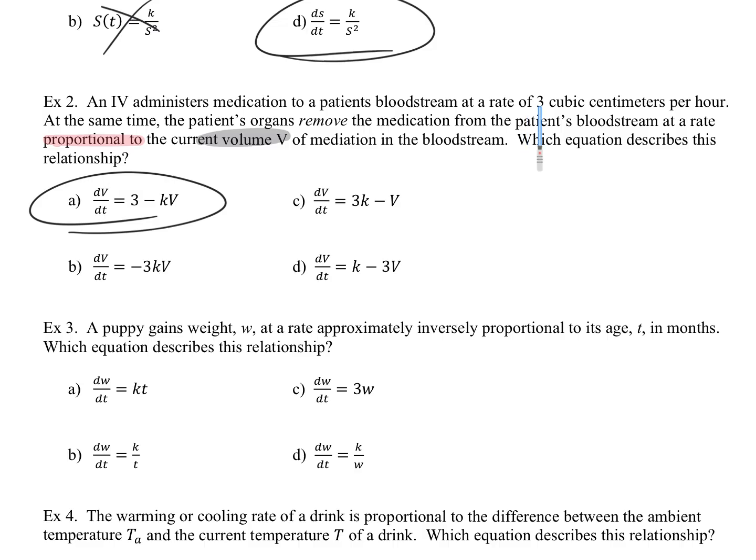If it's going in at 3, that's what it's entering the bloodstream at, right? It's not being multiplied by anything. It's just going in at 3 cubic centimeters per hour. And then at the same time, it's being removed. You guys knew that there's going to be a negative. And then at a proportional rate to the volume. So that proportional is going to be my constant times that V.